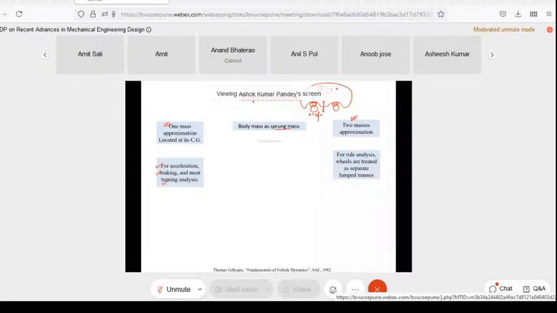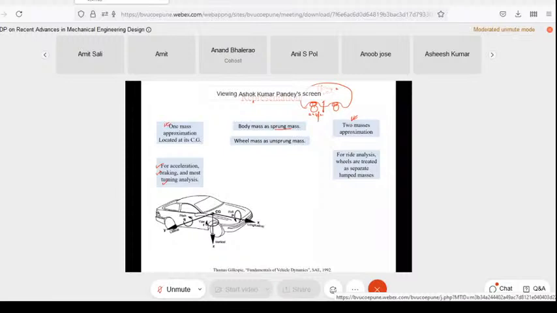So here body mass is considered as sprung mass, wheel mass is considered as unsprung mass, and as far as the degree of freedom of the vehicle is concerned, for the one mass approximation that we take, it contains translatory plus rotatory motion. So translatory motion is your longitudinal motion, which is along the body of your vehicle. Then on the side, you have lateral motion, and then you have vertical motion, which we also call downward motion, right? Now, the rotation is also associated, because this is a rigid body, so we need to consider rotation as well.